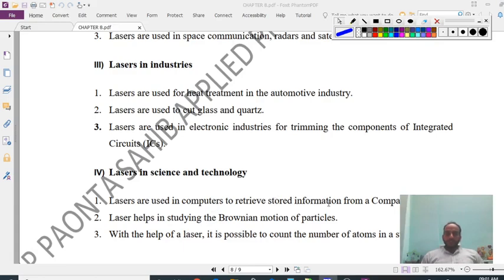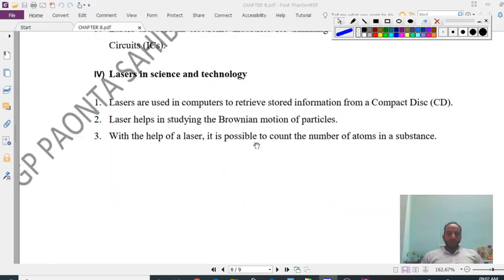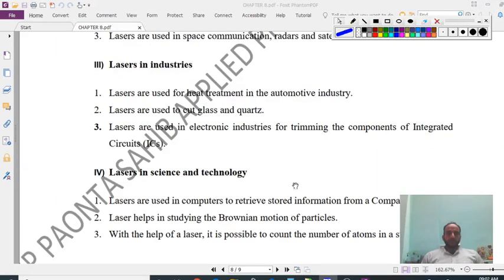Lasers can be used in computers to retrieve stored information from compact disks, and to study the Brownian motion of particles. And with the help of laser, it is possible to count the number of atoms in a substance.